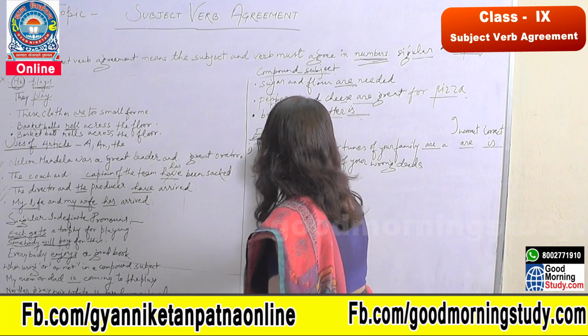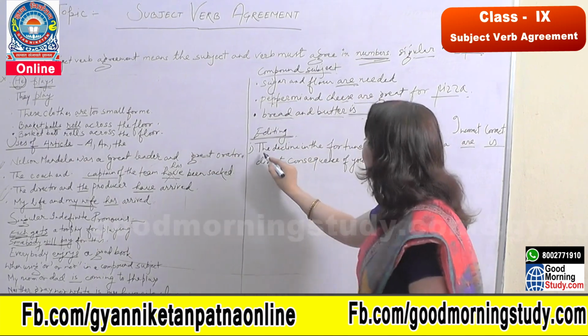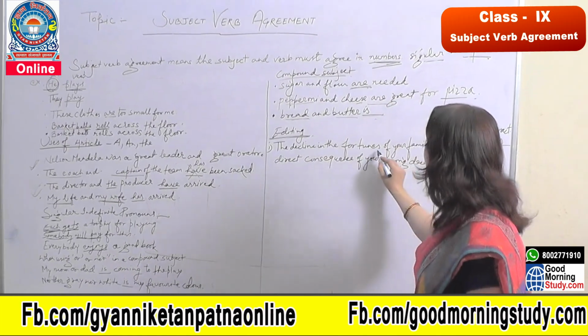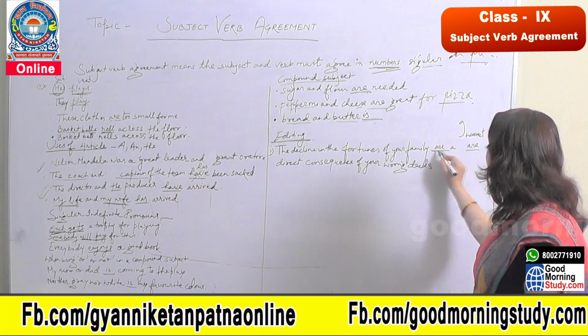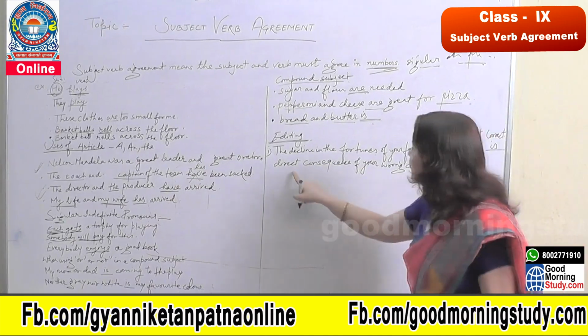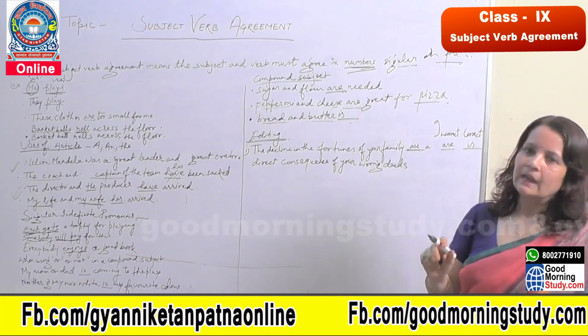Now here, one example I am showing. Here you have to edit the sentence. The decline in fortunes of your family are a direct consequence of your wrong deeds.